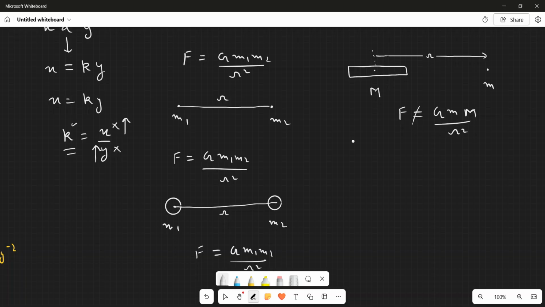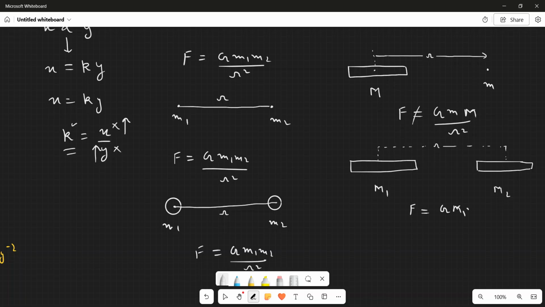We have to use calculus to find the gravitational force existing between this rod and the small particle, or unit particle, small m. Likewise, we cannot say that. Let's say again I have one rod, its mass is capital M1, and another rod is also here, let's say its mass is capital M2. And from their centers I take a distance, let's say this distance is r. In this case also we cannot say F is equal to G into M1 M2 by r square, right? It is not correct. This is also not correct.